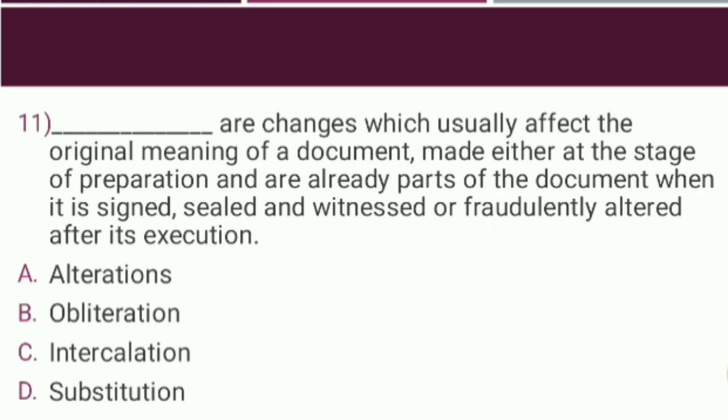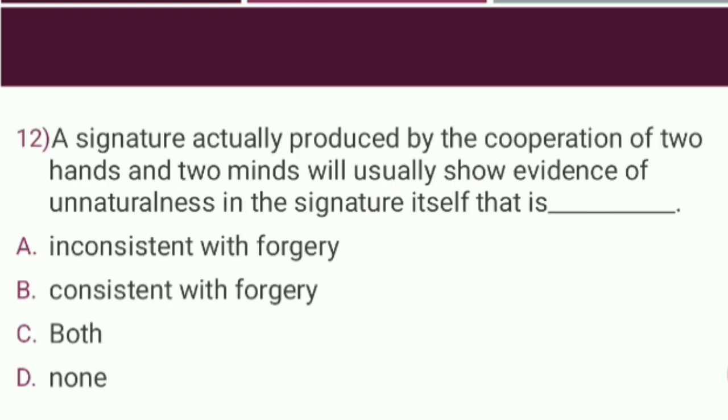Number 12. A signature actually produced by the cooperation of two hands and two minds will usually show evidence of unnaturalness in the signature itself that is blank. A. Inconsistent with forgery. Letter B. Consistent with forgery. Letter C. Both. Or letter D. None.